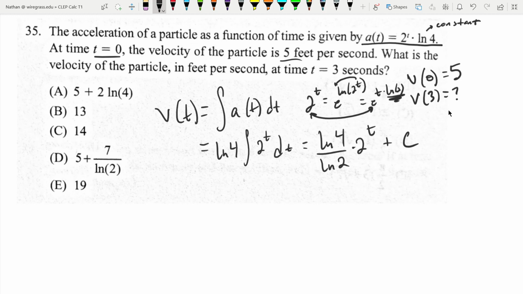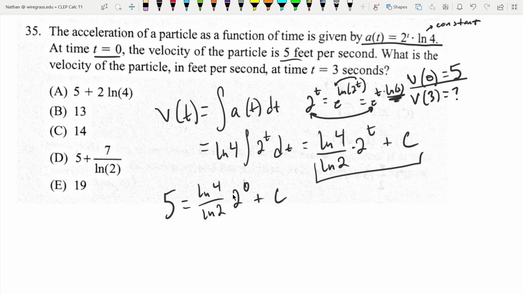Okay, so we have this initial condition, v of 0 equals 5, and this is v of t right here. If this is equal to 5, when I plug in 0, I get natural log of 4 over natural log of 2 to the power of 0 plus c. Of course, 2 to the power of 0 is just 1, and that just goes away. It becomes this.